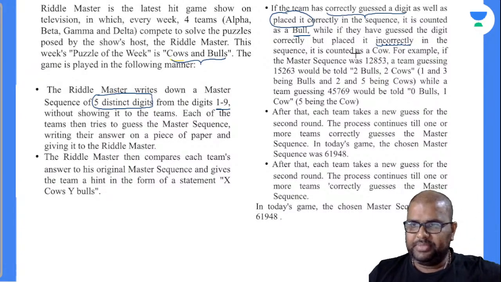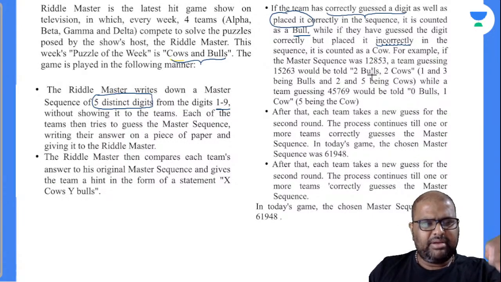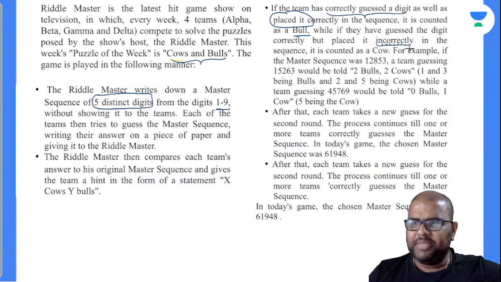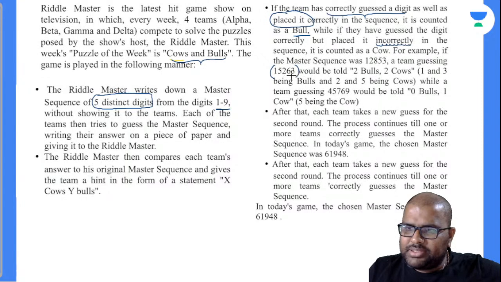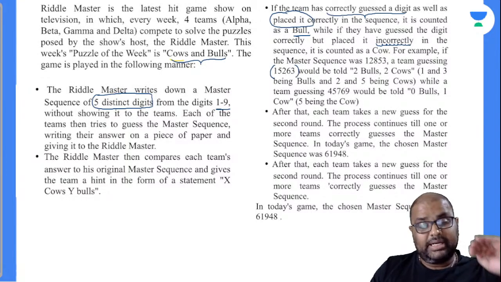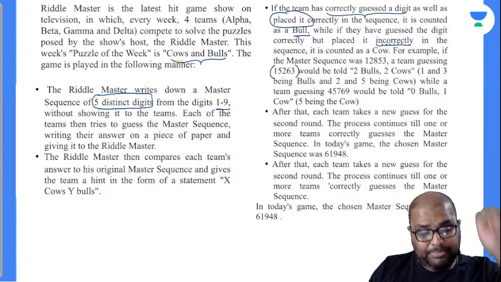Then I will be getting a cow there. For example, if the master sequence was 12853, this is the sequence given by the riddle master, and a team guessing 15263. So see here, let us suppose Mansi wrote 15263. Now closely observe, 3 in the master sequence is in the unit digit. In the Mansi sequence also 3 is in the unit digit. She has identified the digit and also the position of the digit.